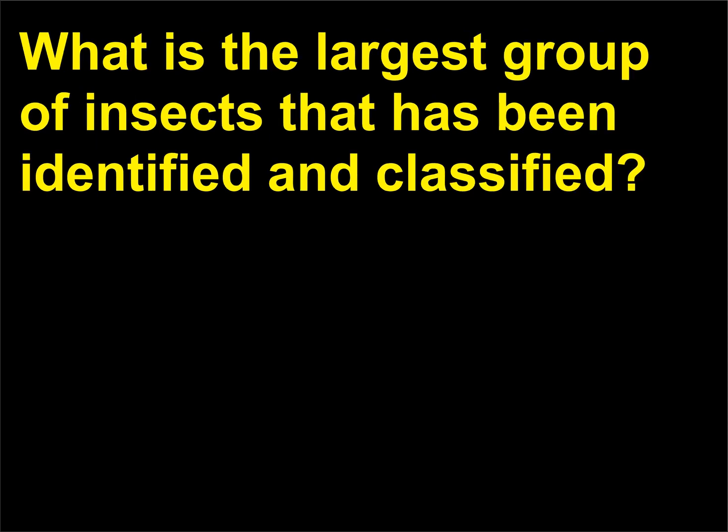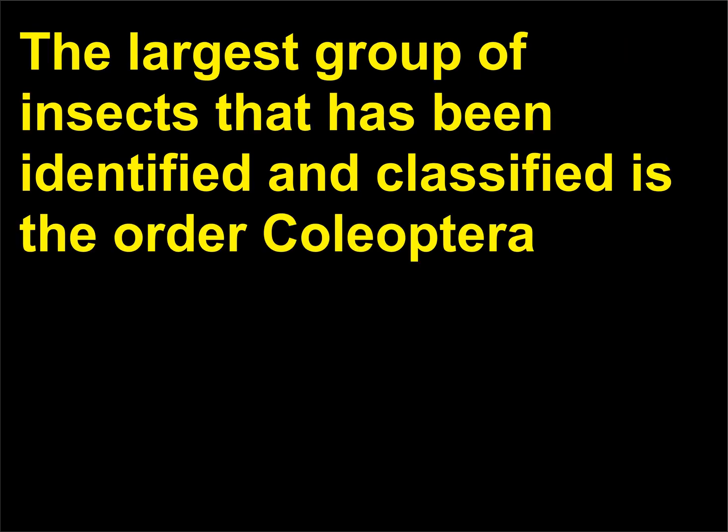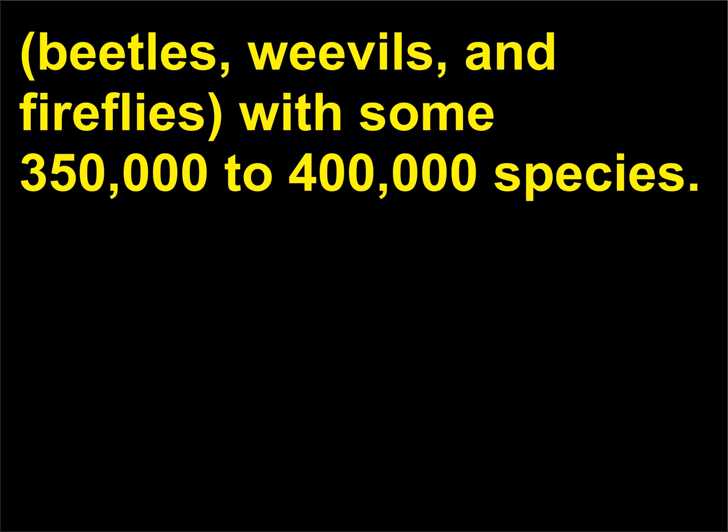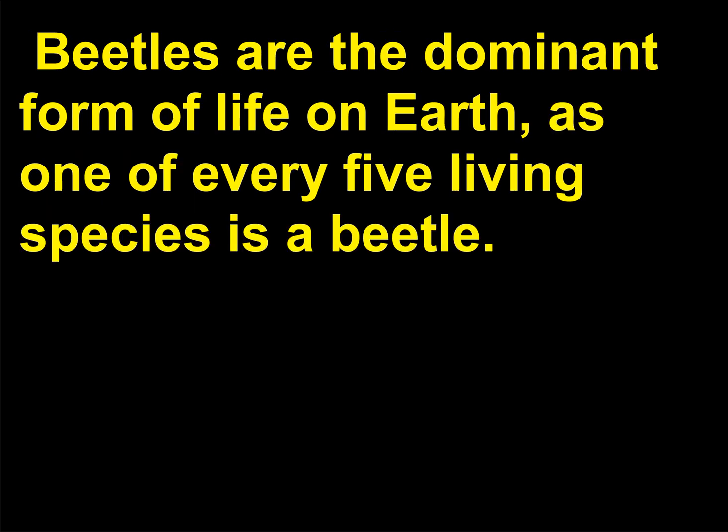What is the largest group of insects that has been identified and classified? The largest group of insects that has been identified and classified is the order Coleoptera. Beetles, weevils, and fireflies, with some 350,000 to 400,000 species. Beetles are the dominant form of life on Earth, as 1 of every 5 living species is a beetle.